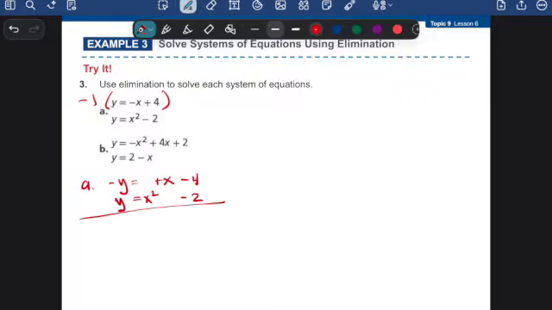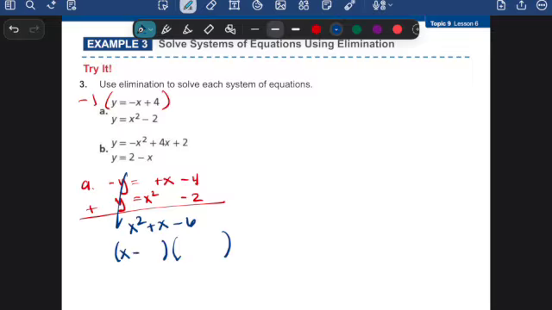So add those two equations together. My y's cancel, bring down the x squared, and I have a positive x, and then I have a -6. And now I can factor that. Factors of -6, that will give me +1.